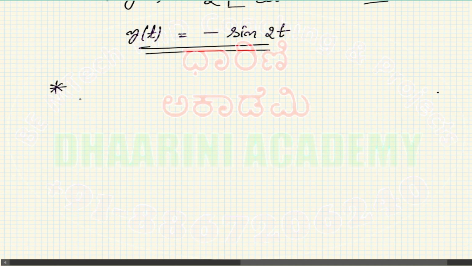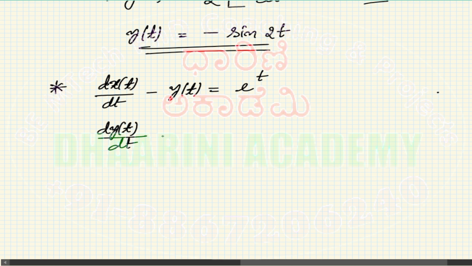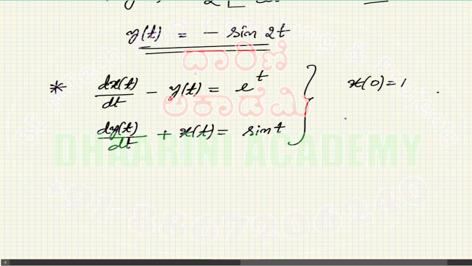Okay, we'll go for a difficult question now of this category. So this is dx of t by dt minus y of t is equal to e to the t, and dy of t by dt plus x of t equals sine t, with the initial conditions x of 0 equals 1, y of 0 equals 0.